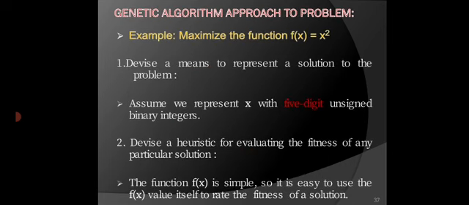So this is the end of our genetic algorithm operators topic. Here we will end with one small example of the maximization function f(x) = x square, which is solved by the genetic algorithm approach.